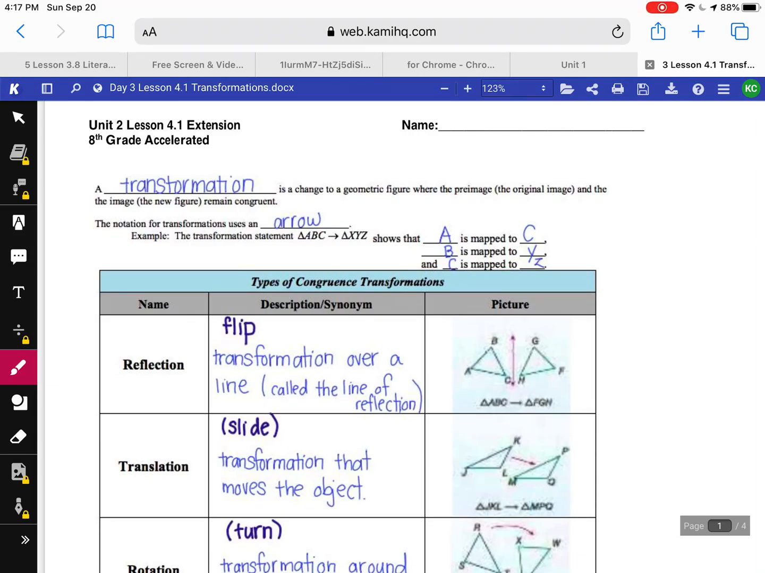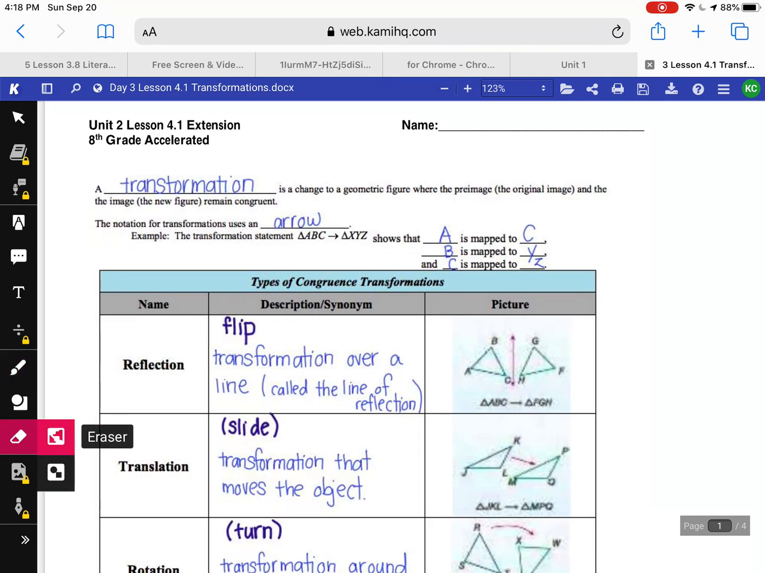Okay, so we are going to look at the extension from lesson 4.1 on page 213, where we're talking about transformation. So as we know transformation from past years, it's when we take geometric figures and we can move them on a coordinate plane. In this situation, we're going to be looking at different quadrants on those coordinate planes and how, with the three types of transformations, we can move geometric shapes.